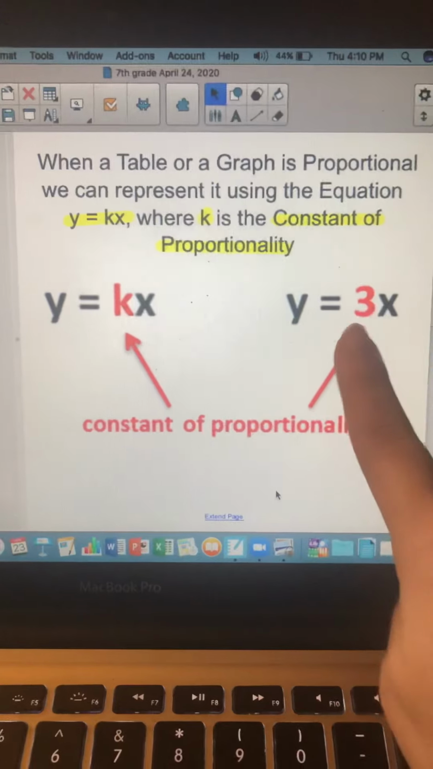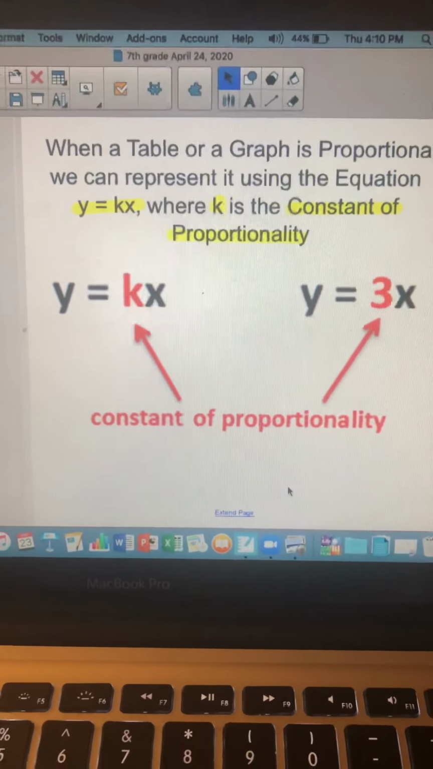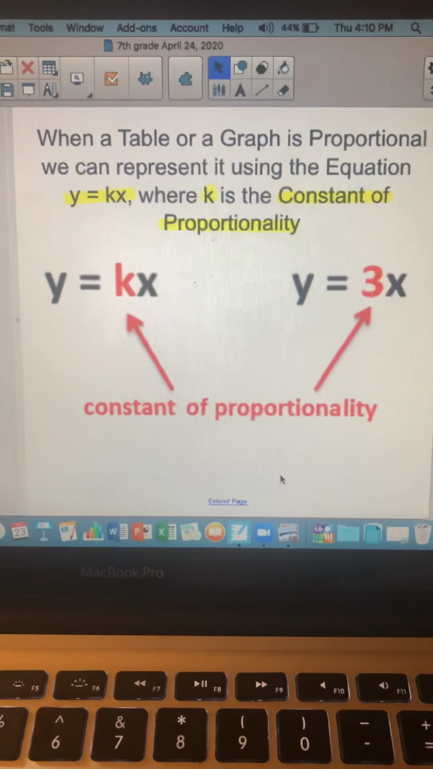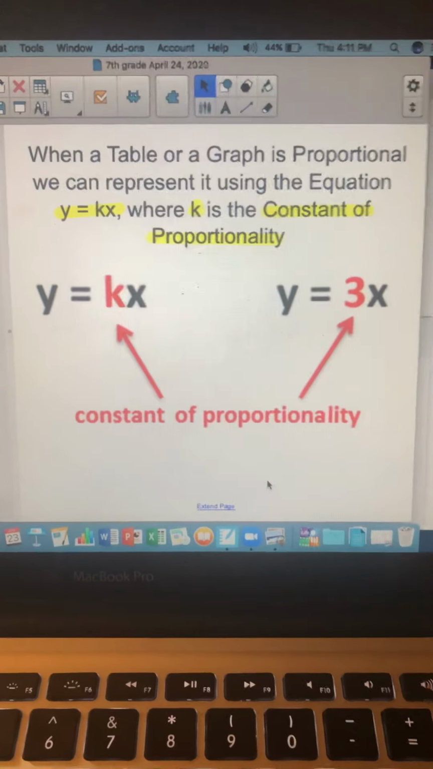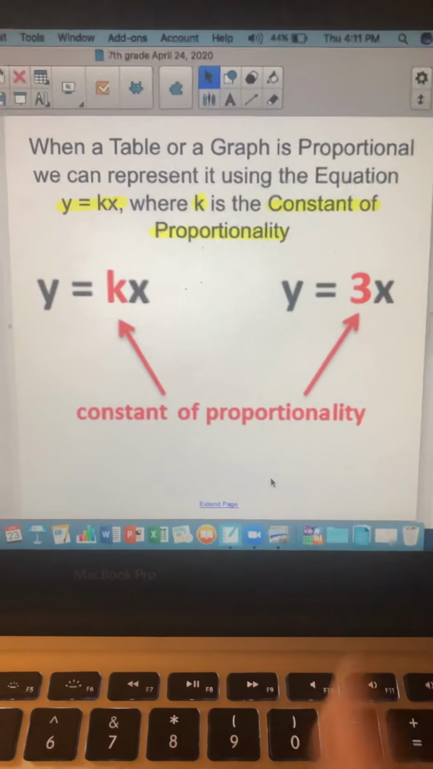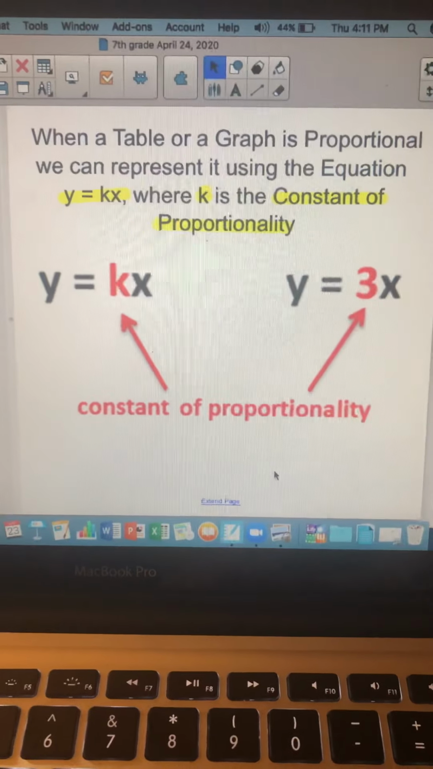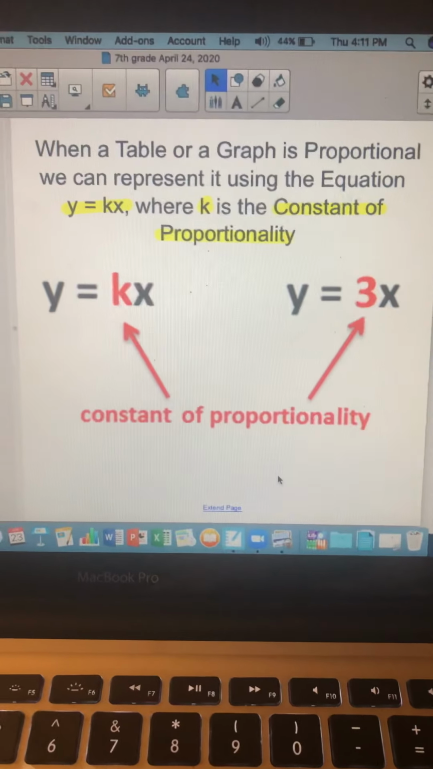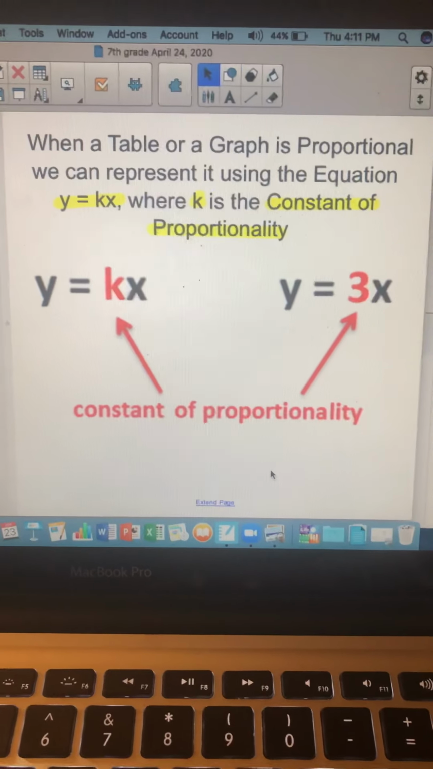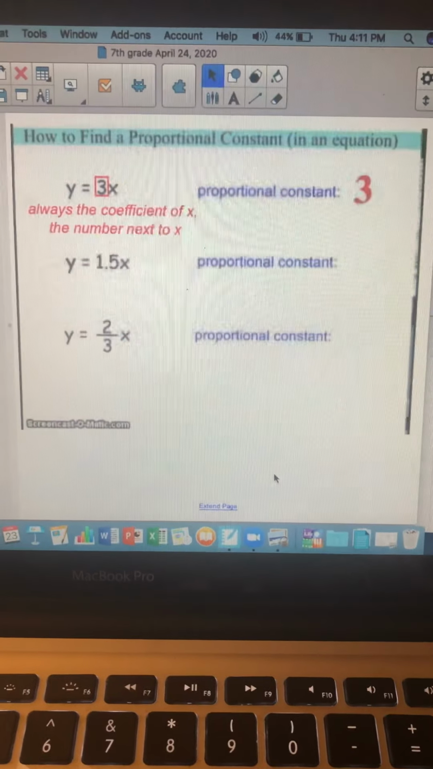So if we look at this equation, 3 is our constant of proportionality. Okay, that means that our table is changing by 3 on the y's and 1 on the x, because we could always put 3 over 1 if needed. That would also tell us that our graph is going up 3 and over 1. Okay, so this is what we're going to be exploring today.